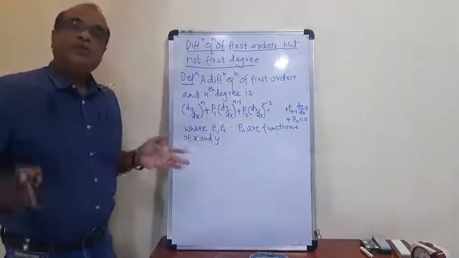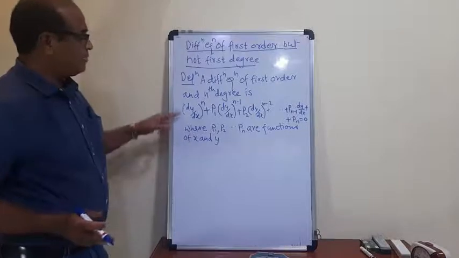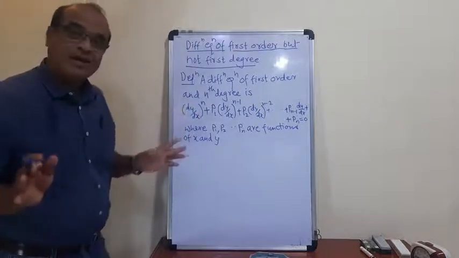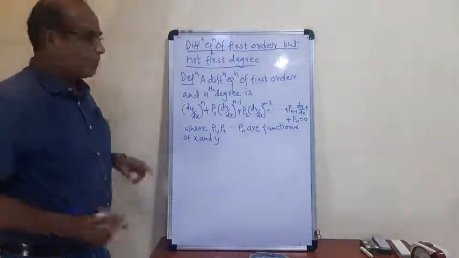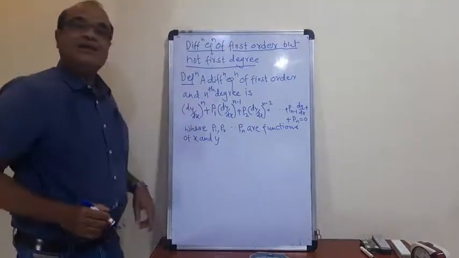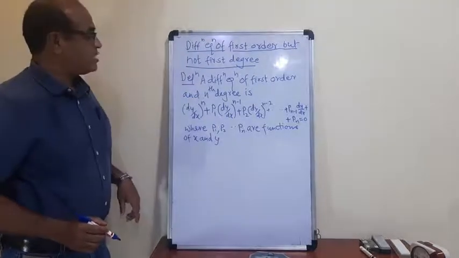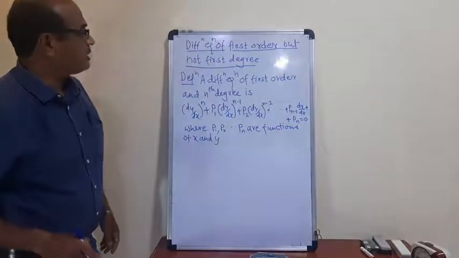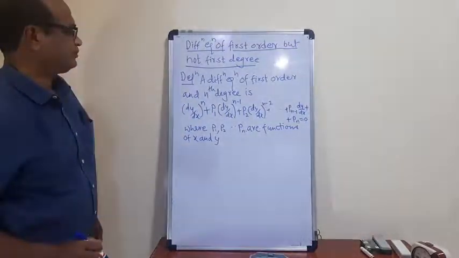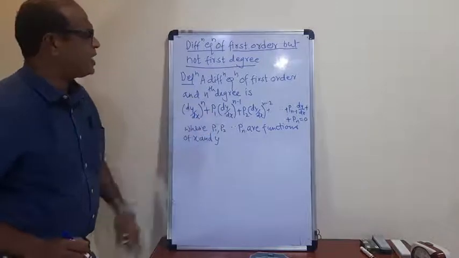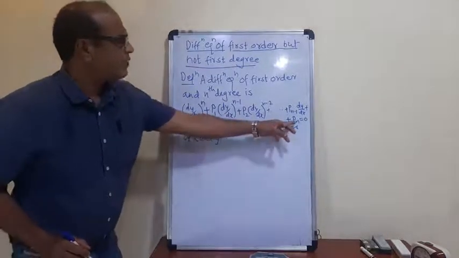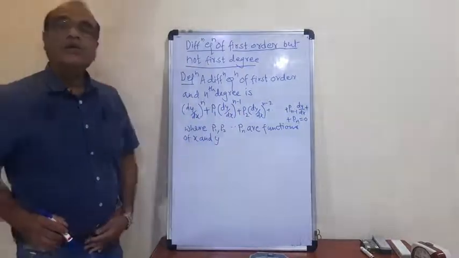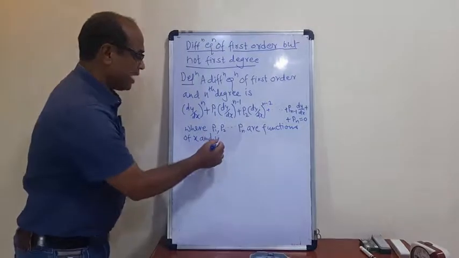So why is it called first order and nth degree? Because the order of this differential equation is 1. So this is the first order. But the degree is n. So the equation is called first order and nth degree differential equation, where coefficients p1, p2, pn are functions of x and y. Okay.